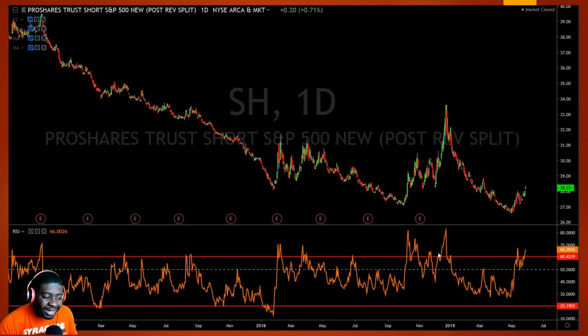So it's been now convinced to go higher. So here's where, look at those massive moves that happen every time SH pops above that bearish momentum there at 60 RSI. Huge moves being made there.